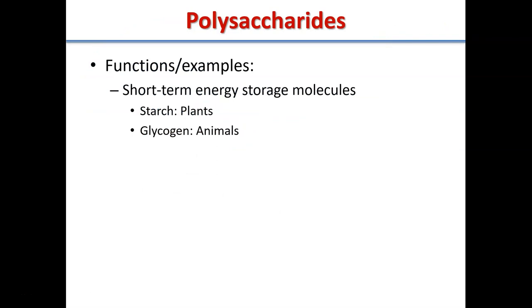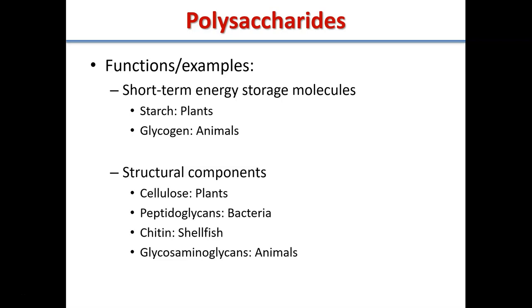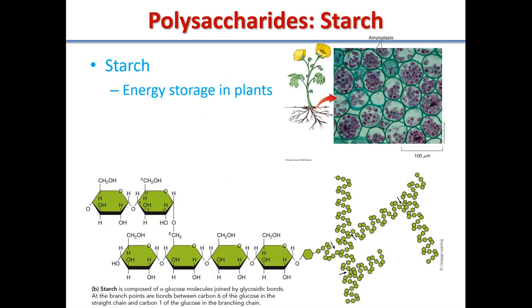So some of the functions of a polysaccharide is they have some short-term energy storage, such as starch and glycogen, which we'll cover. And then also they have a number of structural components, a lot more actually, and we will discuss cellulose found in plants, peptidoglycan in bacteria, chitin in shellfish, and glycosaminoglycans found in animals. With starch, starch is just the energy storage in plants. So you've heard of starchy foods like perhaps a potato.